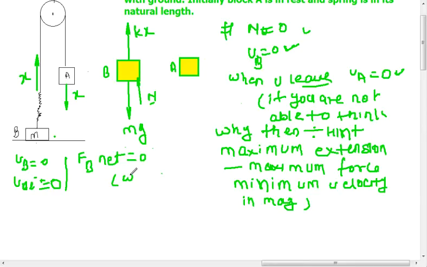Why? Okay, you should think about it. Why net force on b? Because vb, final velocity of b, is equal to 0, initial velocity of b is equal to 0, so Fb net is equal to 0. You should think about why.